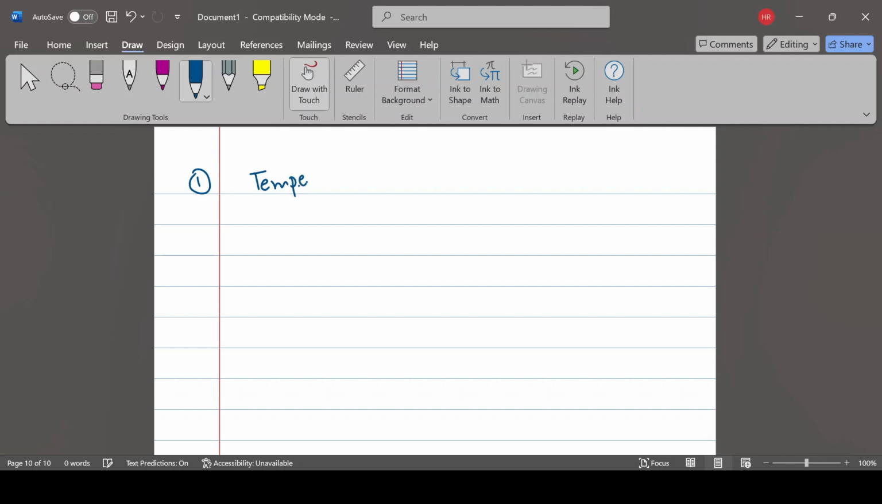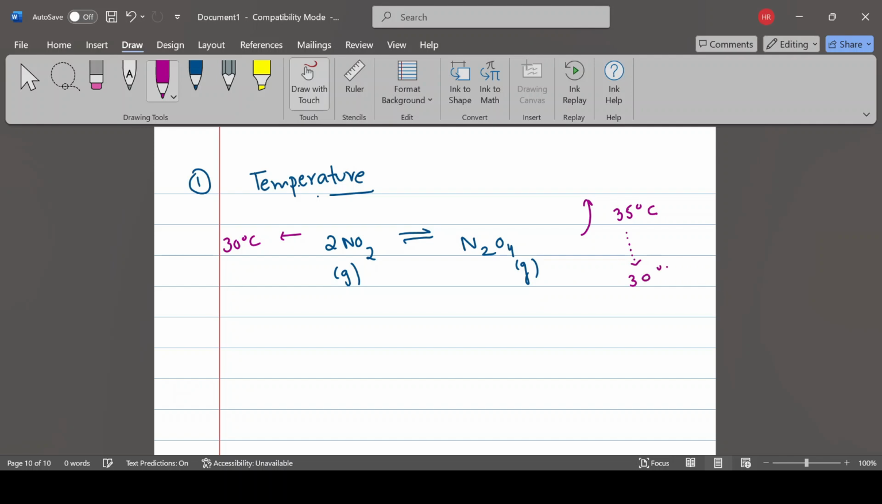The first one is temperature. Now let's say for example you have 2NO2 forming N2O4. Both of them are gases. Let's say this equilibrium is established at 30 degrees Celsius. What you do is you increase the temperature to 35 degrees Celsius. The system will act in a way that it will try to lower this temperature back to 30 degrees Celsius. How is it going to do that?